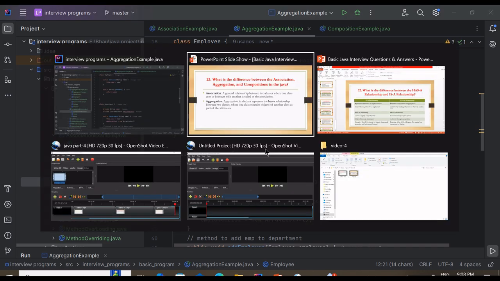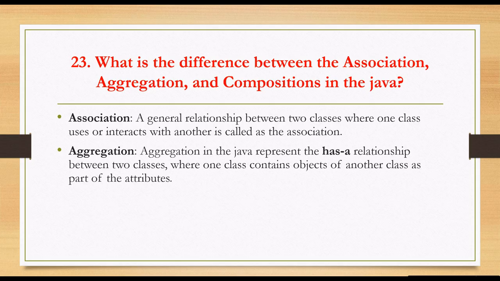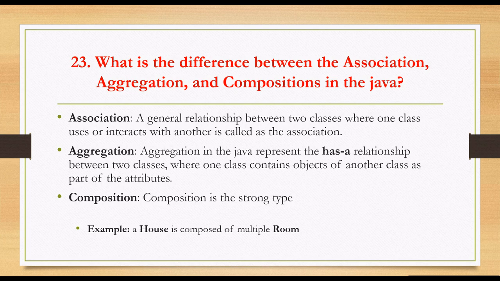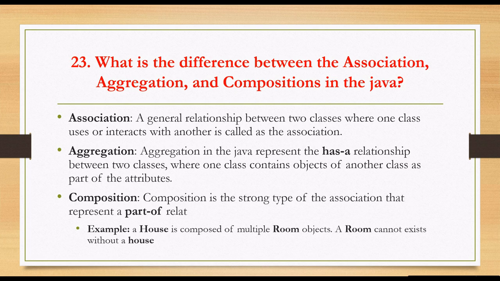So let's see the third part, composition. Composition is a strong type of association that represents a part-of relationship between two classes. An example of composition is a house that is composed of multiple room objects. The room cannot exist without the house. So this is the example of composition. So let's see in the code how we can achieve composition.